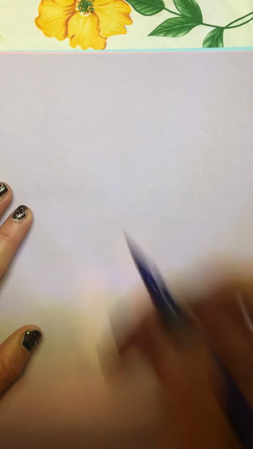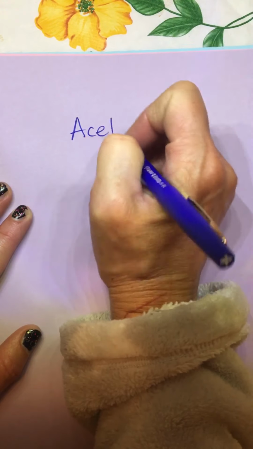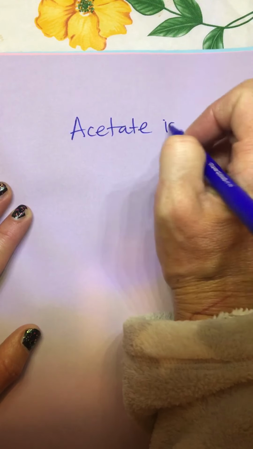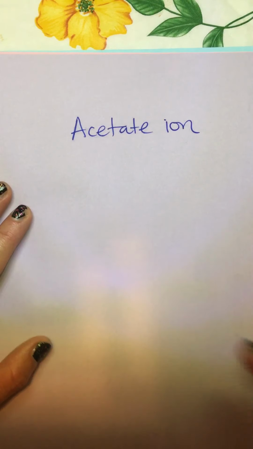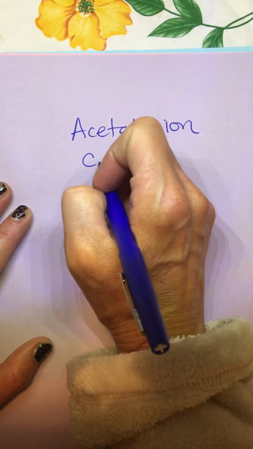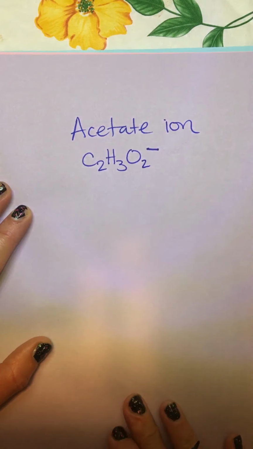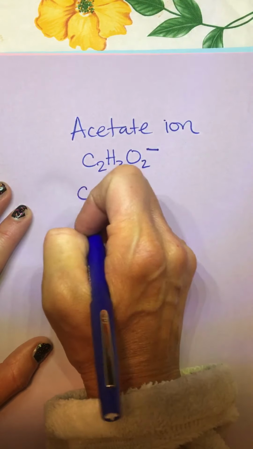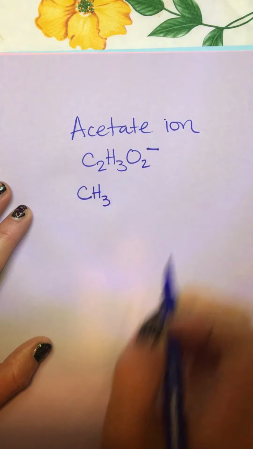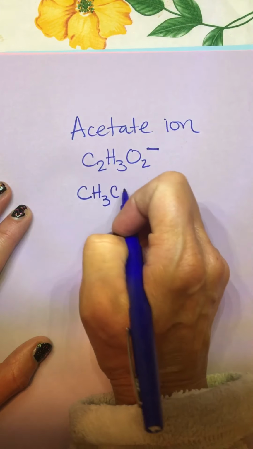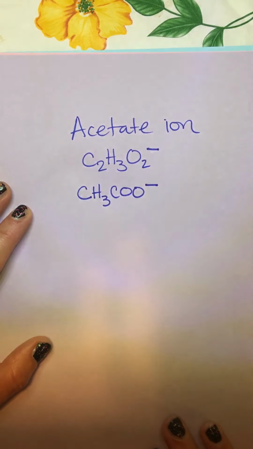All right, guys, I am back with another example. We're going to do our acetate polyatomic ion. That's one we learned a long time ago in nomenclature. So it's our C2H3O2 minus. Sometimes you might see it written this way, so it helps you figure out what's bonded to what. So CH3, COO minus, okay?